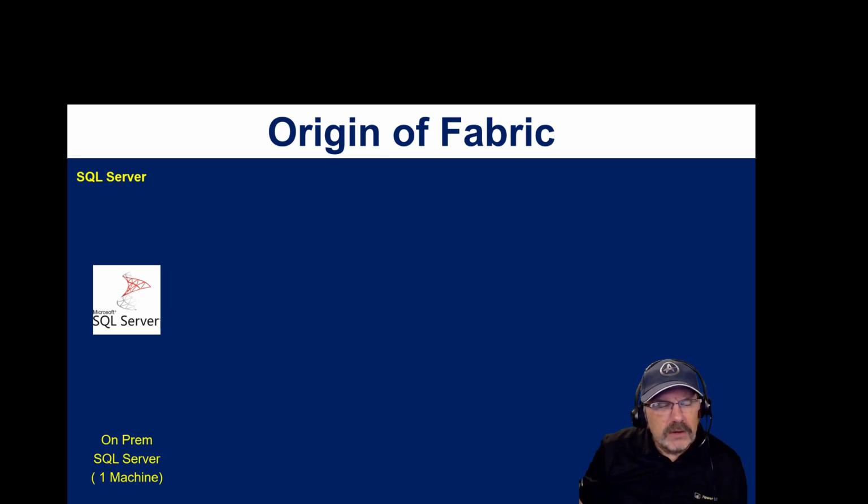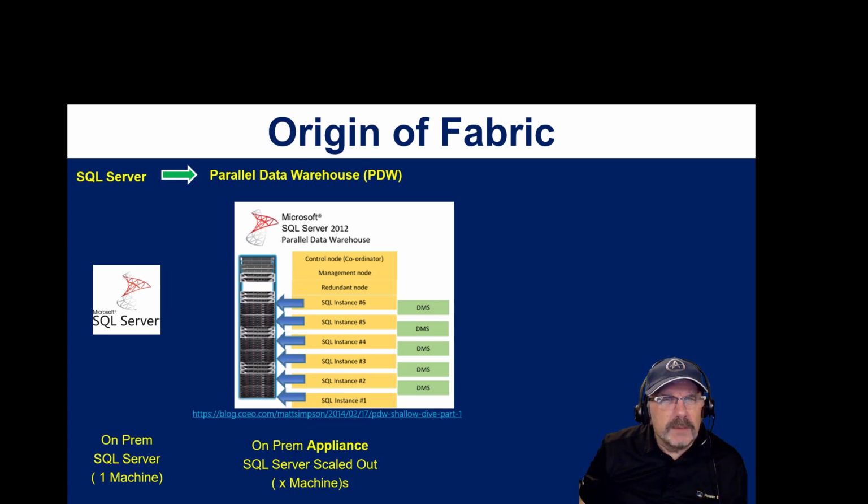So what Microsoft decided to do at this time, this goes back a ways, similar to what IBM did, they had a product called Netezza, and Microsoft came up with their own parallel data warehouse product. And what this did is it took an individual SQL Server and expanded it to run SQL Server on multiple separate machines concurrently.